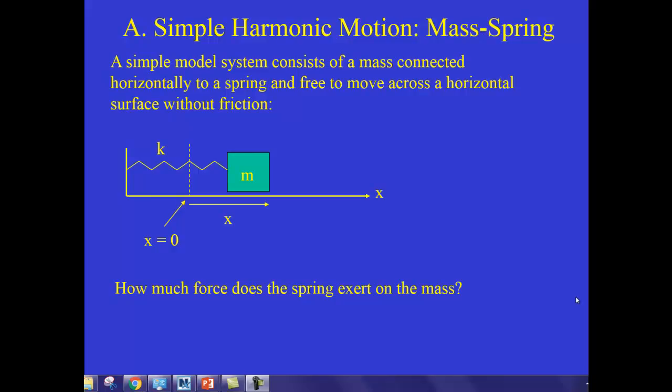We're beginning this semester by studying simple harmonic motion. This may be a review to some of you who've seen this topic before, but it's the foundation for our study that will begin next week of wave motion.